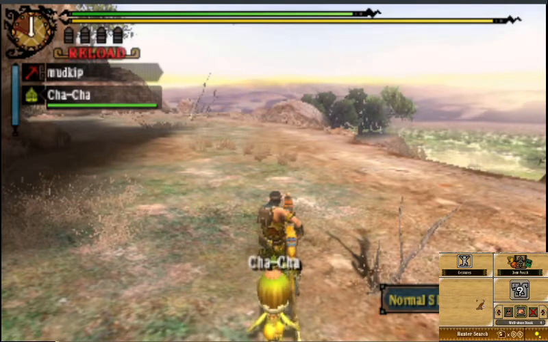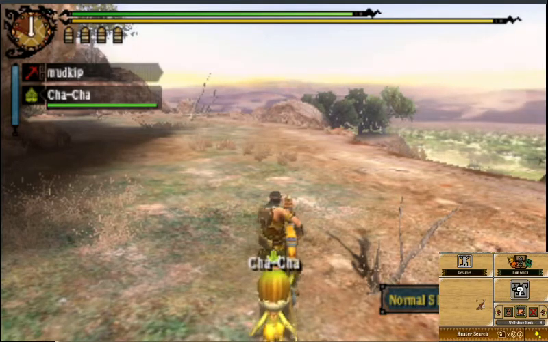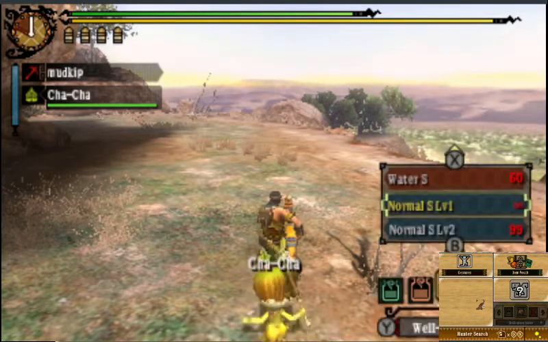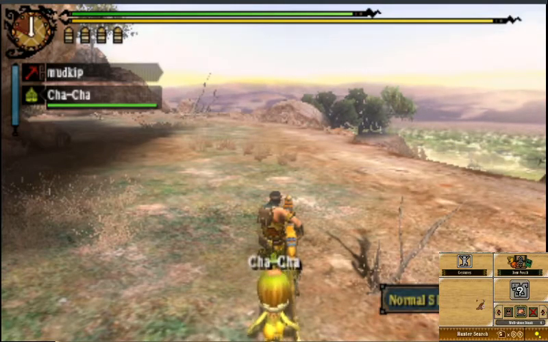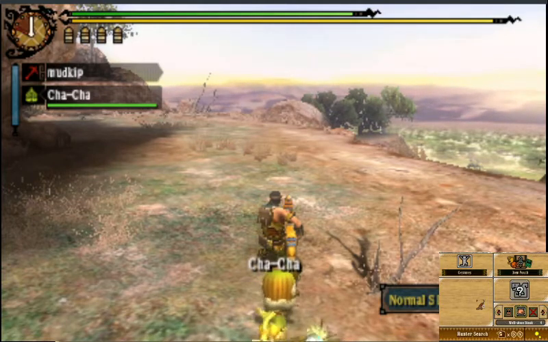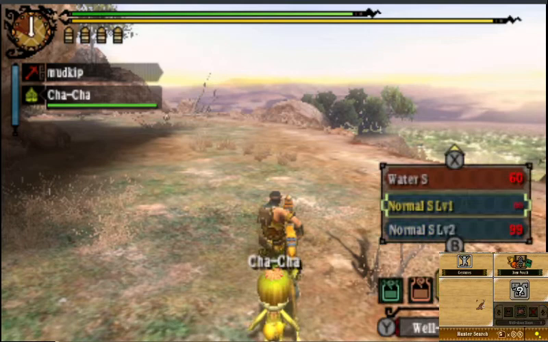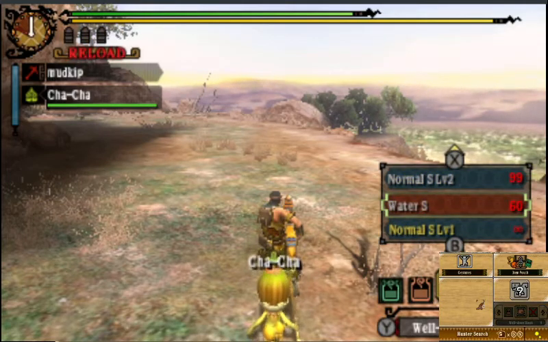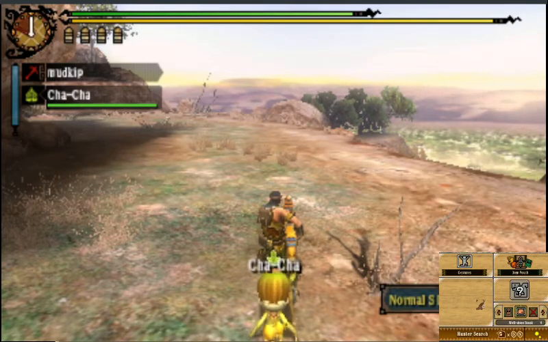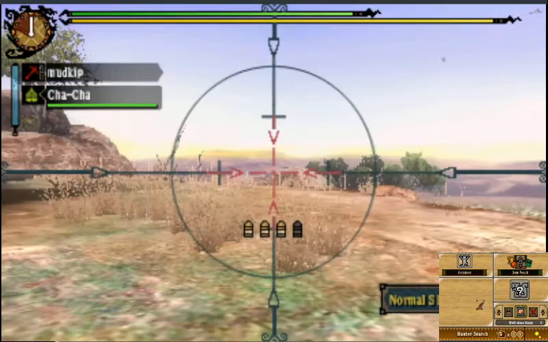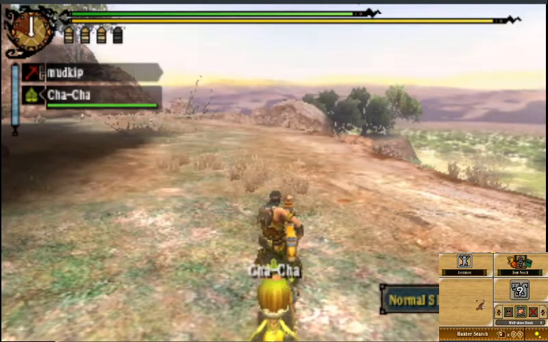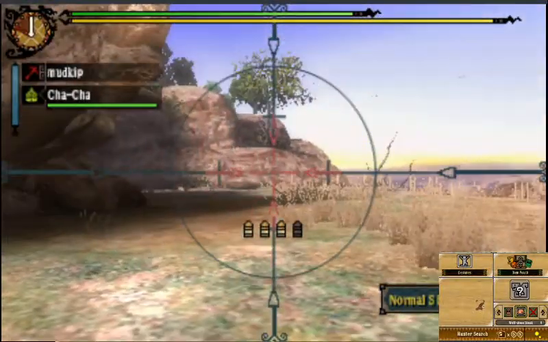I believe that you can prevent this by scrolling back to the ammo that you have currently equipped. So I have normal level 1 equipped. If I were to scroll all the way back to normal level 1, I would not need to reload and my ammo will remain.